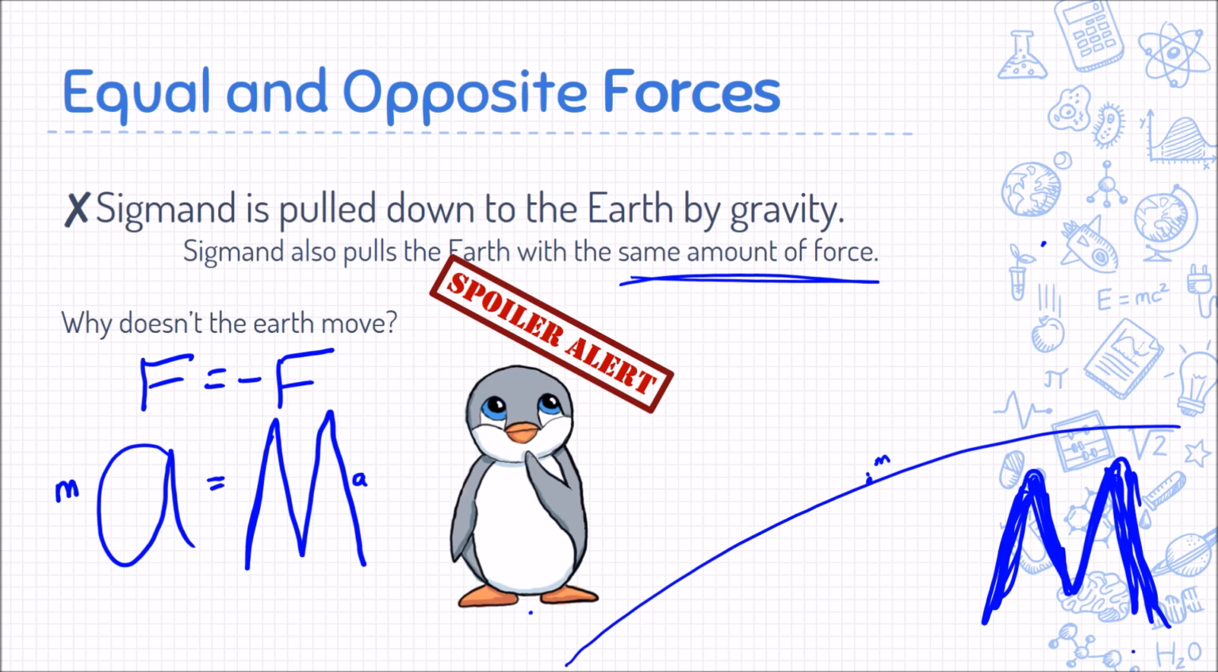So why doesn't the Earth move? Why don't we notice it move? It's because the Earth moves so much smaller compared to our motion that we don't notice it. And in another video, we'll do the calculations for how much the Earth actually moves when we fall towards it. But it's so small that we can safely ignore it in just about every situation.